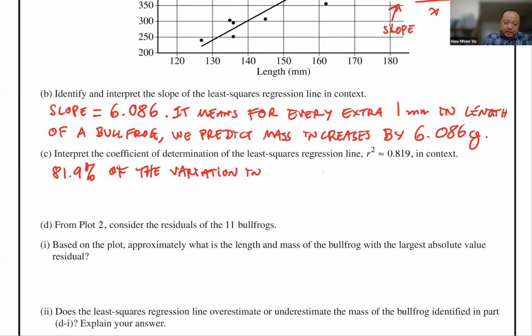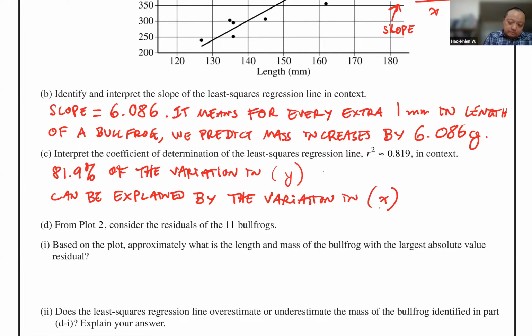81.9% of the variation in y. I'm just going to put y in parentheses here so that you can follow what I'm doing. Can be explained by the variation in x. You can move it around if you don't like this passive voice. You can say that the variation in x explains r squared percent of the variation in y.